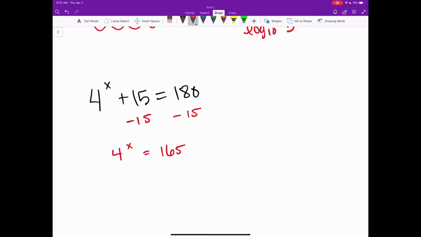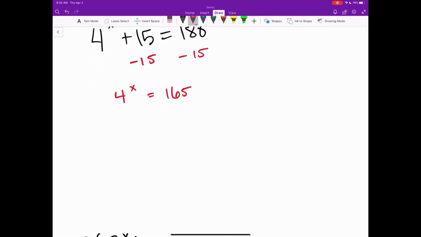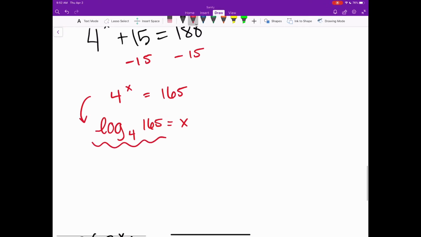165. Again, let's write this as a logarithm equation because I'm probably going to need to use my change of base formula. So as a logarithm equation, this thing is going to have a base of 4. Log base 4 of 165 equals x. Use the change of base formula to evaluate what this is. Well, that's going to be log base 10 of 165 divided by log base 10 of 4. And that will get you something that's close to x.